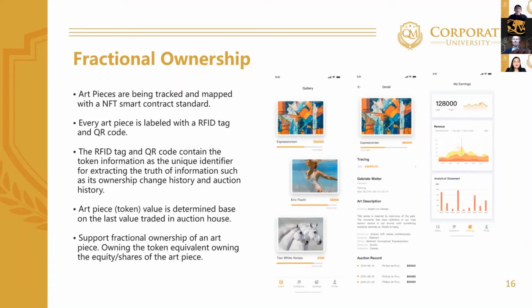Everyone can just buy fractions of this art piece. So whenever this art piece is sold in an auction house, upon the successful deal, they can get the fractions of the appreciation value, the profit from it, automatically. Okay, so this is how we can do that.